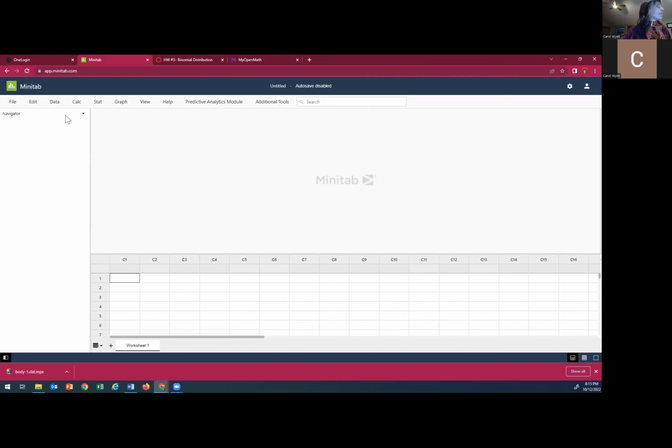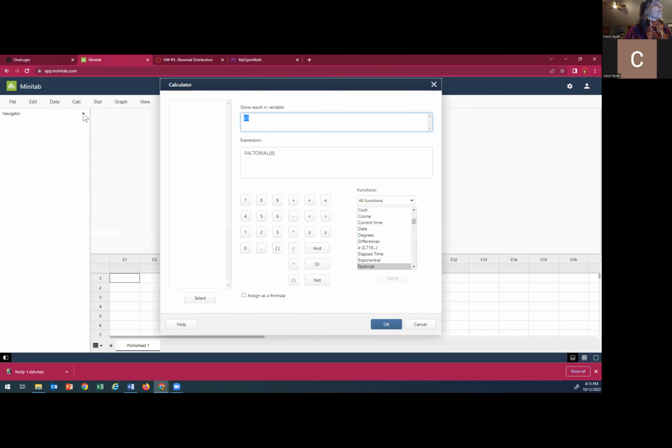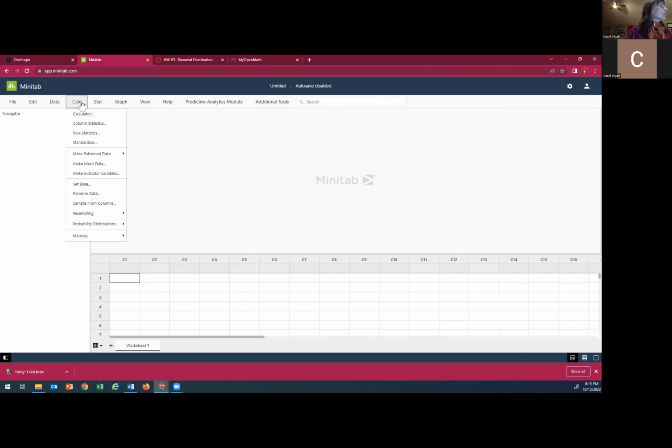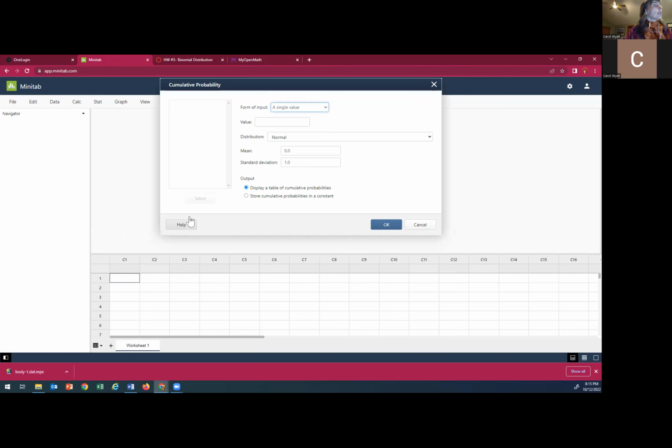All right, now I've got my Minitab back up. I'm going to go to calculator, and I'm going to store in C1 again. And I am looking for binomial. Let's see if we can find it. It's not there. Go to calculator, go to probability distributions. A probability density function would give me 1. A cumulative density function will give me multiple. Let's do that one. Remember, I want 0 and 1.